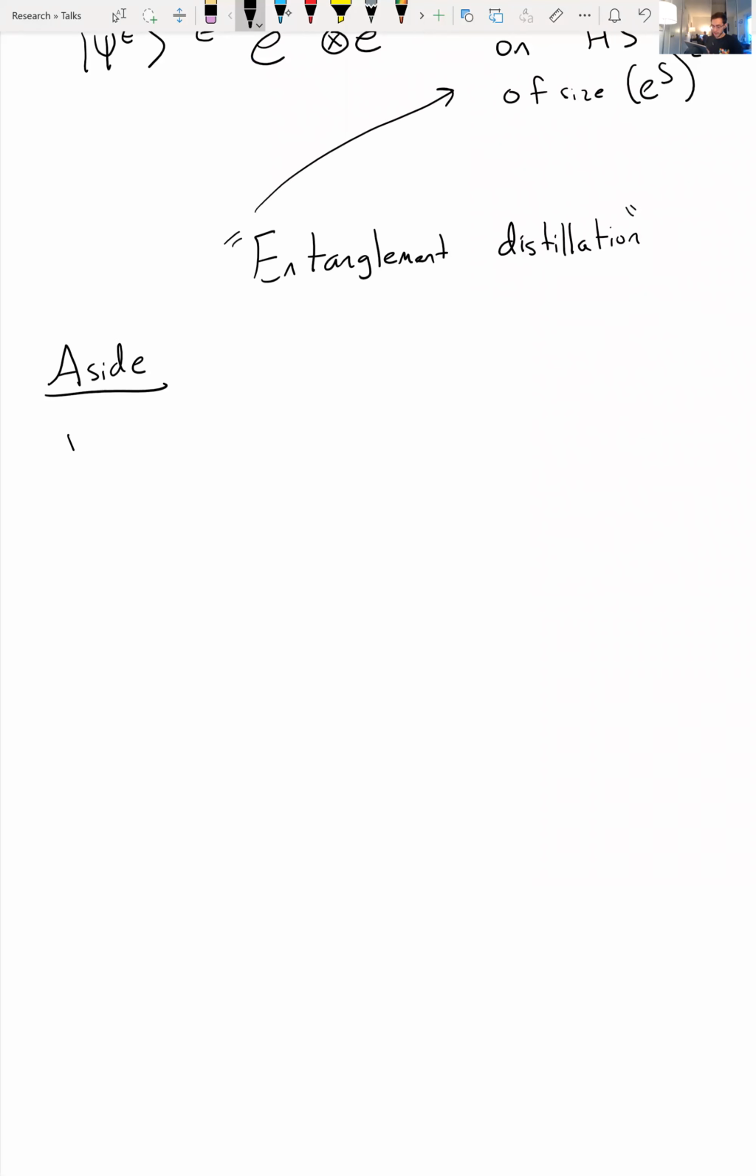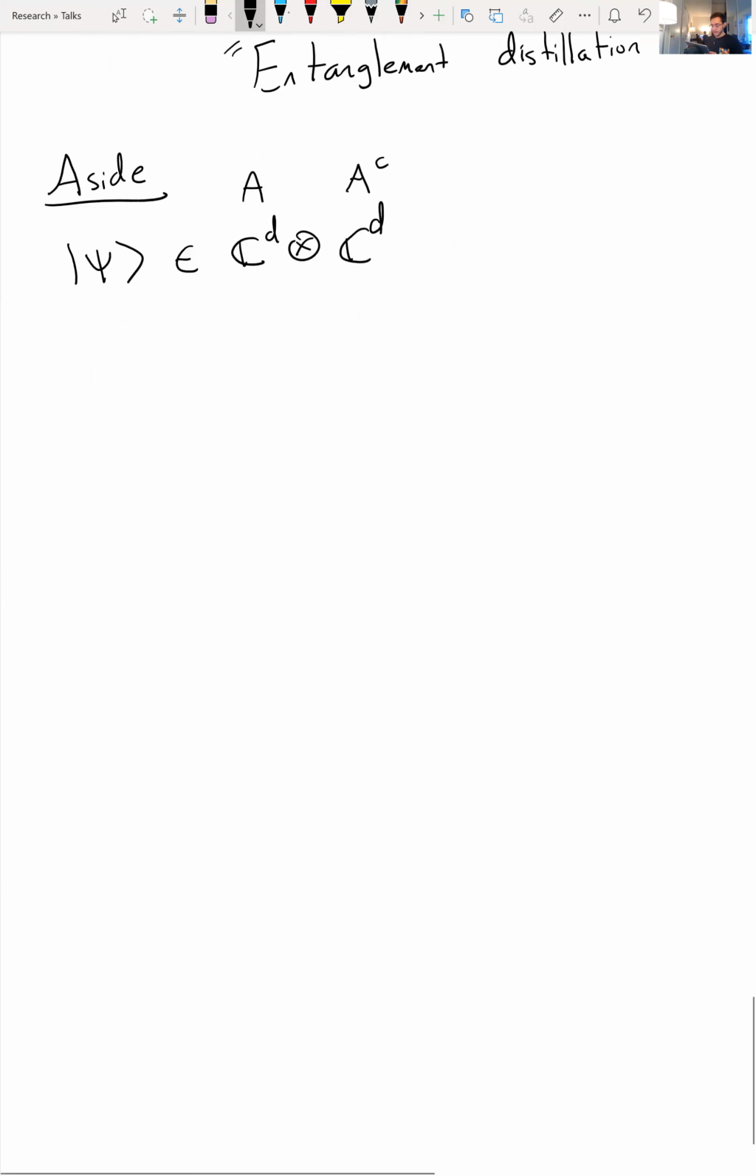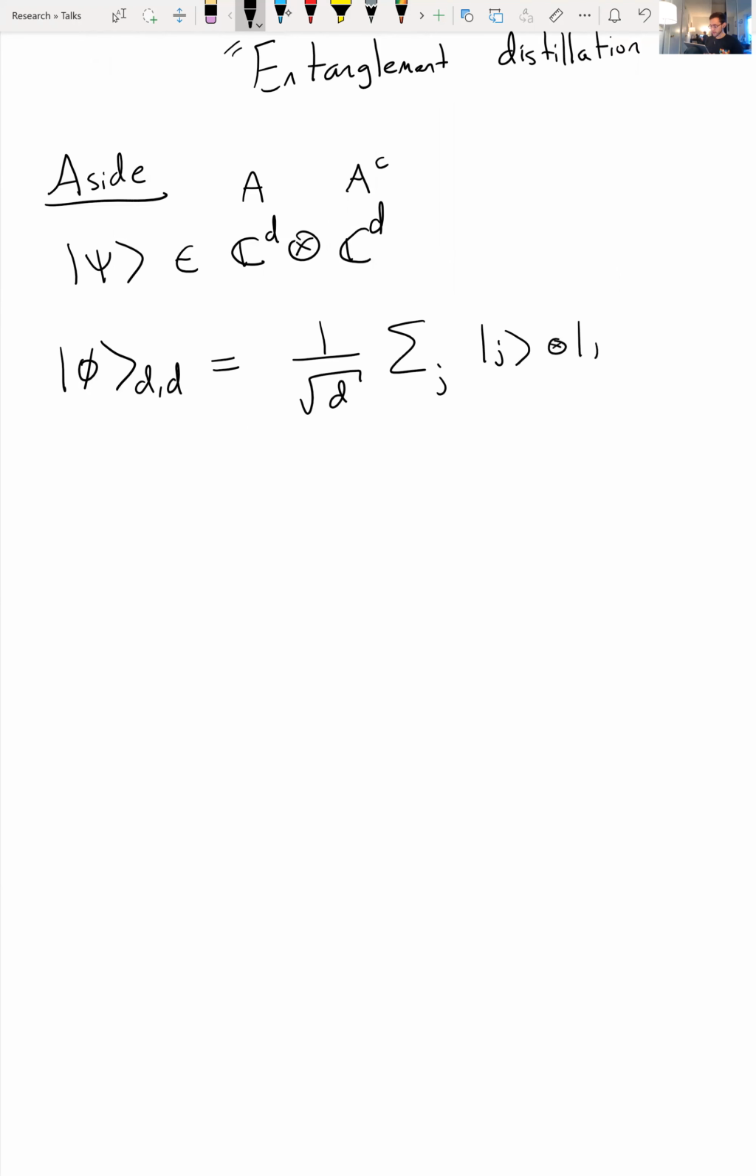So let's suppose I have some state on what I'll call a 2-qubit Hilbert space. So that's just 2 d-dimensional Hilbert spaces. And I'll call the first one A and the second one A complement, just to make contact with what we were talking about before. So there's a special kind of state on this Hilbert space, which is called a maximally entangled state, which is just any state that I get by summing over a complete orthonormal basis.